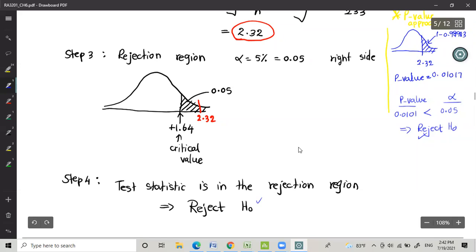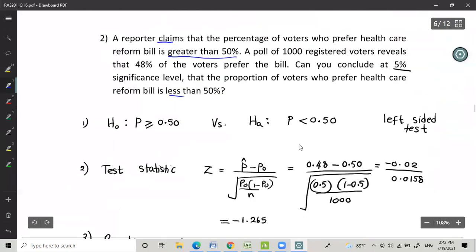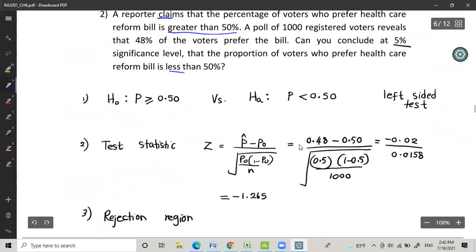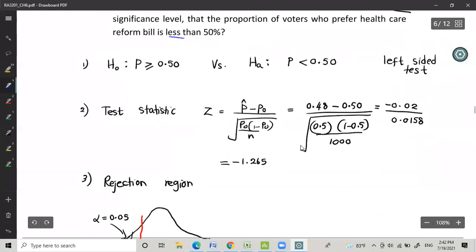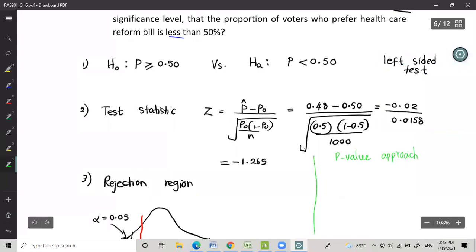Okay, shall we try another one? Let's do the left tail test also. In the left tail test also, I'm going to use the p-value approach. I have already uploaded this document to your LMS.